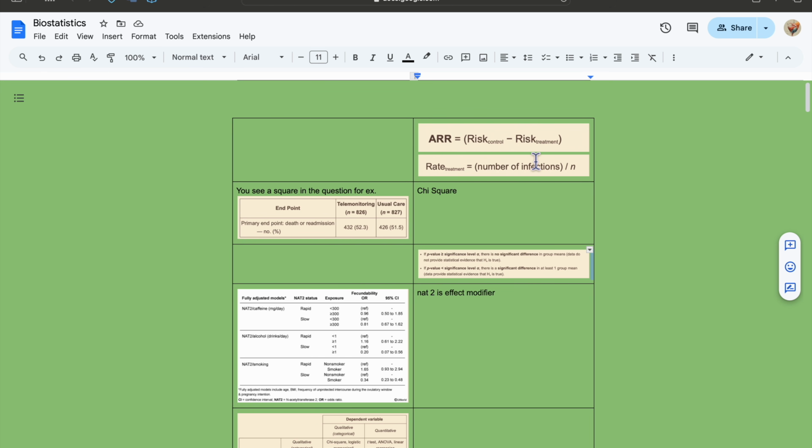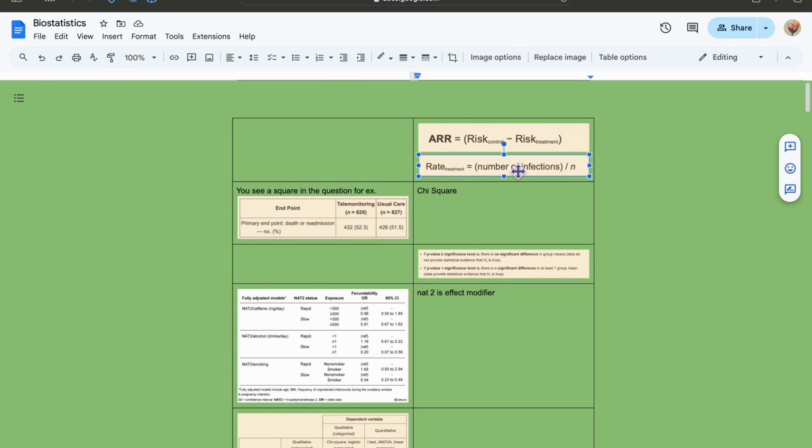So absolute risk reduction, it's basically you take the risk in control group and you subtract the risk in treatment group, and whatever is left over is the amount that the risk basically reduced. It's absolute risk reduction. The rate of treatment is equal to number of infections over the number of people, or whatever it is. This one, I don't think it comes in handy. It's this one that you need to know.